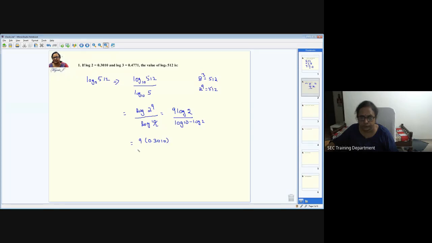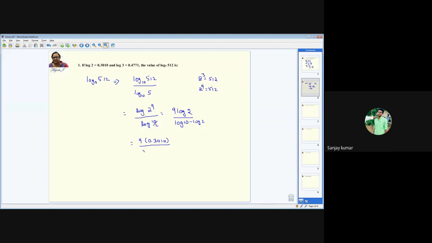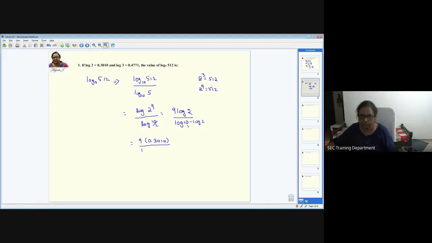0.3010 whole divided by what is log 10? 1. Good, 1, because log 10 base 10 is 1. So it's 1 minus, again, log 2 is 0.3010. Anyone who can answer this?